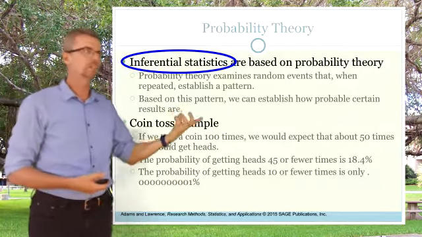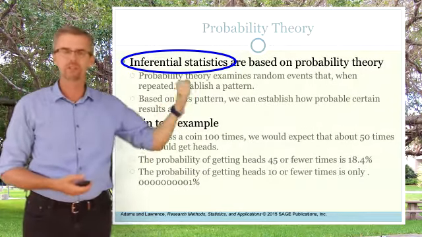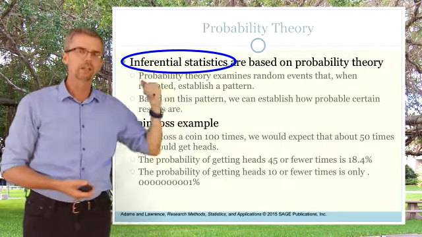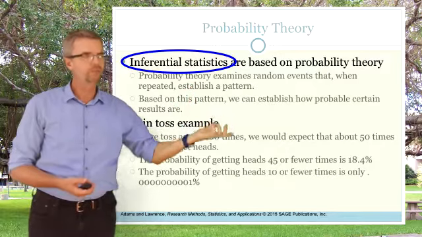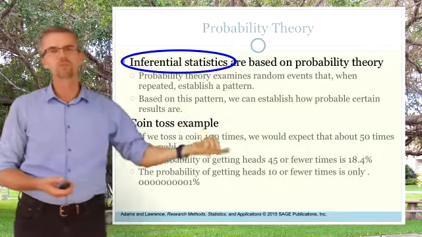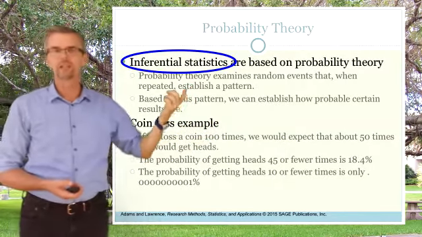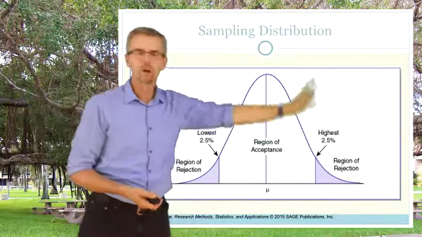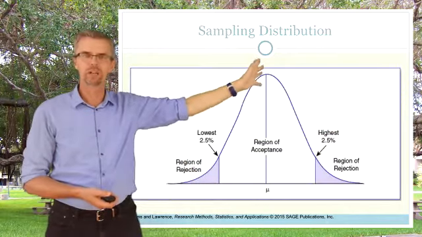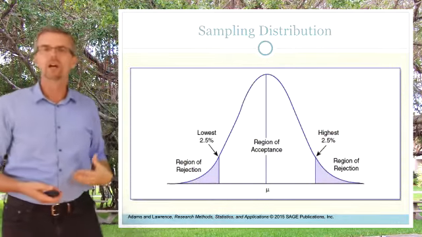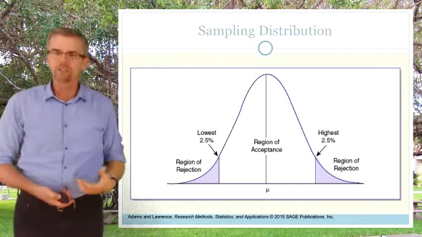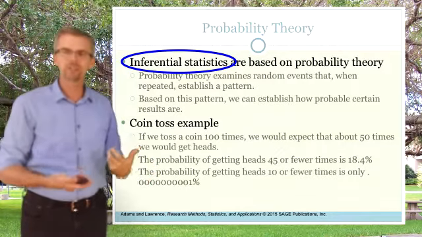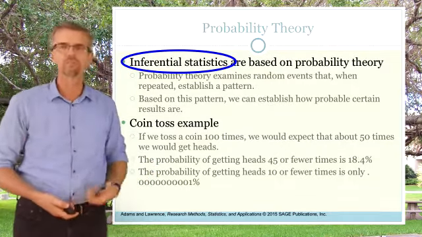An inferential statistic is based on probability theory. So tossing a coin, probability theory says that a coin, unless it's weighted, if you toss it 100 times in the air, roughly 50 times out of that 100 it's going to come up with heads. And so if you do it enough times, then you should get that normal curve that we talked about, where 50 is the mean, or in this case an inferential statistic would be giving you mu. So that's what probability theory suggests. Based on the pattern, we can establish how probable certain results are.